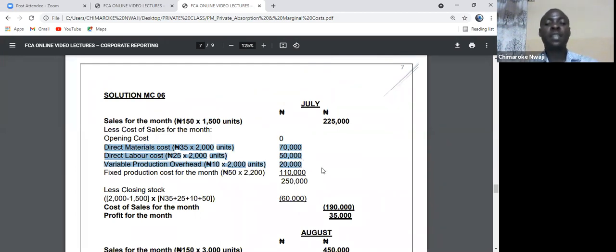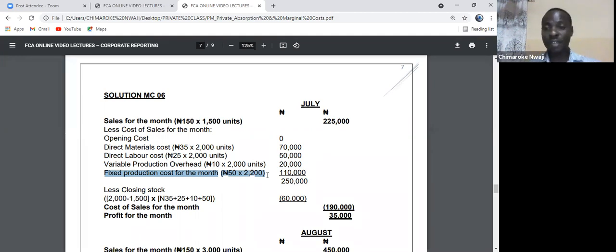Now, the only thing that is making everything change is your fixed production overhead, which we charge at 50 naira. Now, take note. Notice here that direct material cost, we use 2,000 units. Direct labor cost, we use 2,000 units. Variable overhead, we use 2,000 units. But when it comes to fixed cost, we do not use 2,000 units.